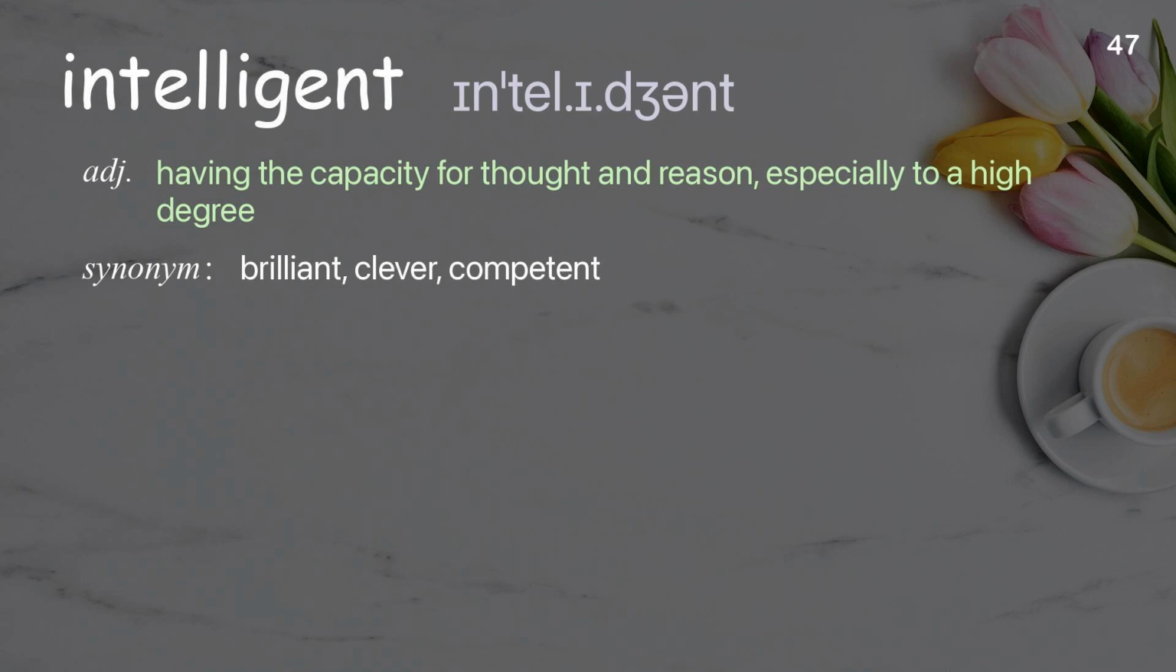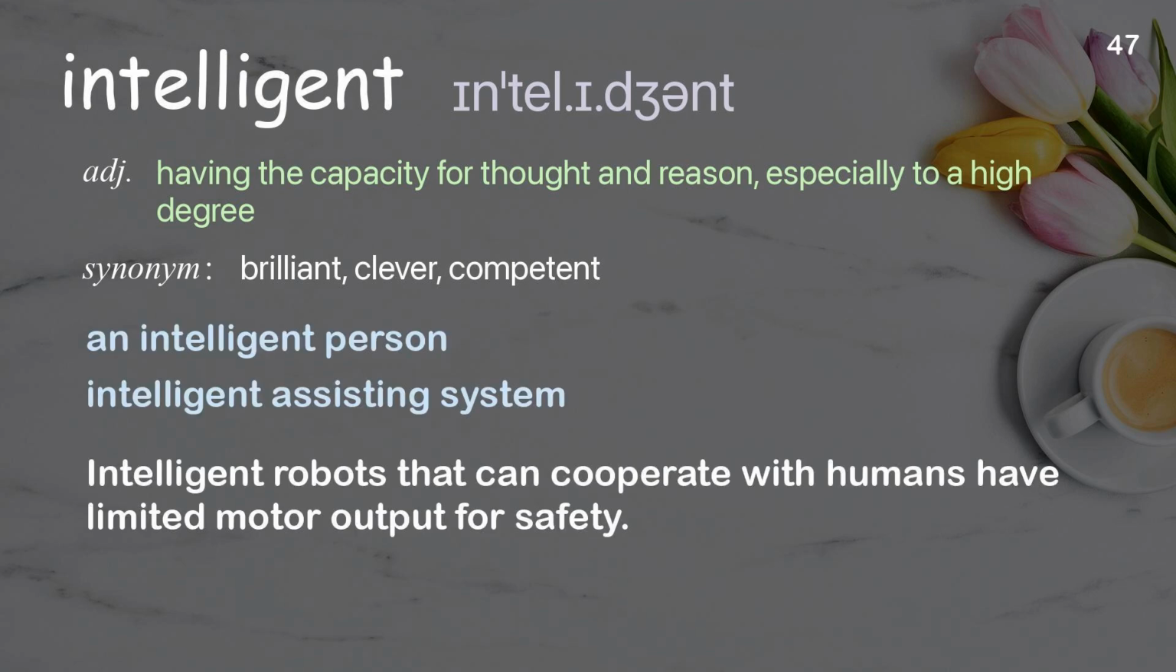Intelligent. Having the capacity for thought and reason, especially to a high degree. Examples: an intelligent person. Intelligent assisting system. Intelligent robots that can cooperate with humans have limited motor output for safety.